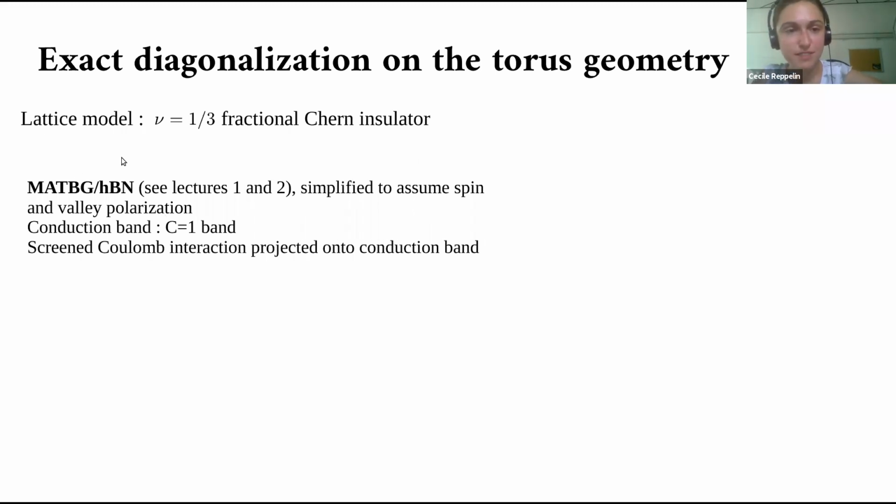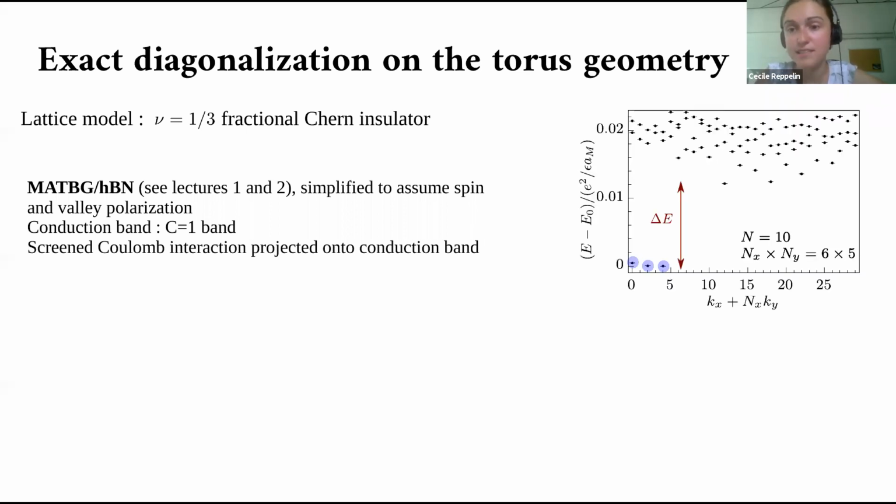Here I'm using the model from yesterday, the magic angle twisted bilayer graphene model with an added mass due to alignment with hexagonal boron nitride, which means that I have a conduction band that's separated from the valence band by a gap. So I have a Chern band, and I can project the Coulomb interaction onto the conduction band. For the purposes of pedagogy, I'm assuming spin and valley polarization, even though we know that might not be the case in the realistic system. So I'm considering 10 fermions on 30 moiré unit cells.